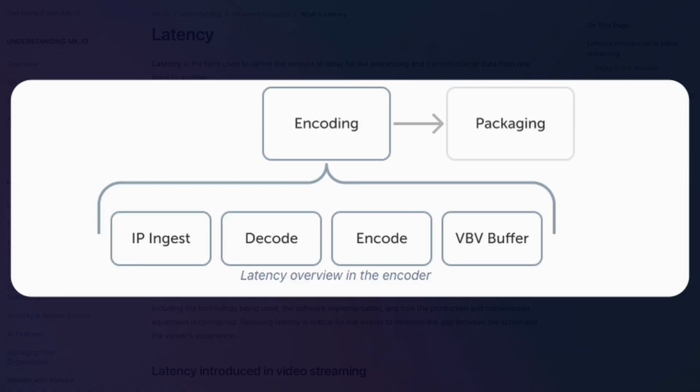Let's briefly look at where latency is introduced. First, in the encoder. When a live feed enters the encoder, it first passes through a small buffer. This helps smooth out network variations. The video is then decoded, re-encoded, and prepared for output.